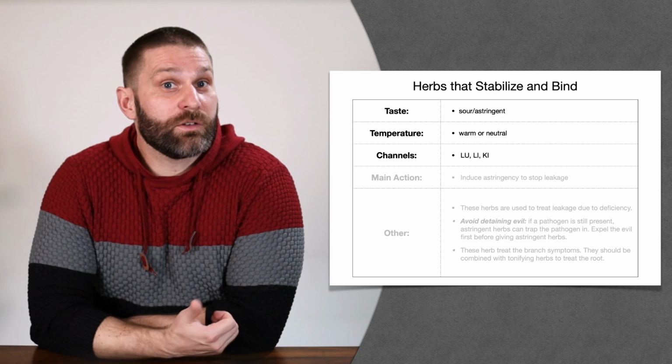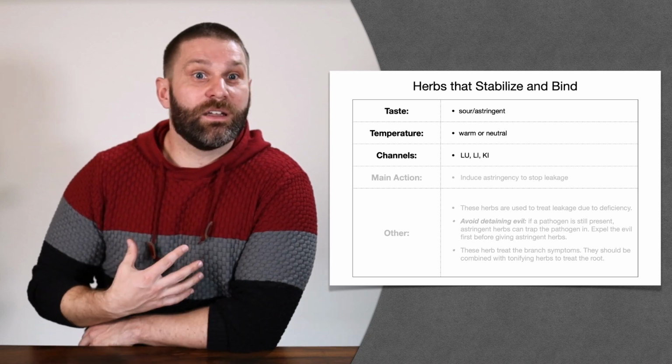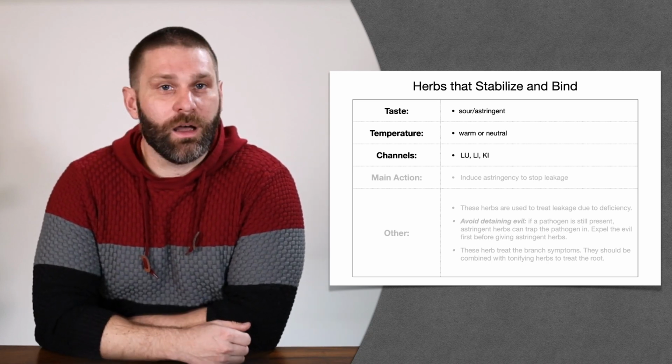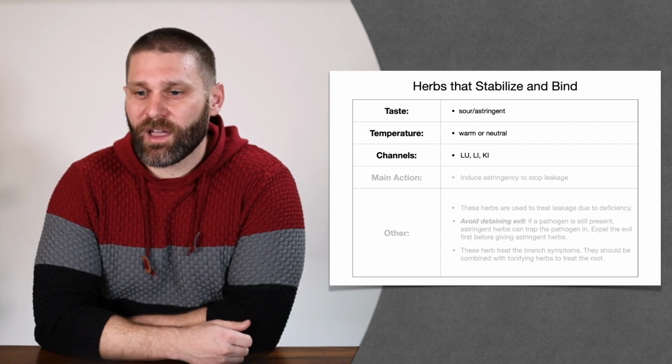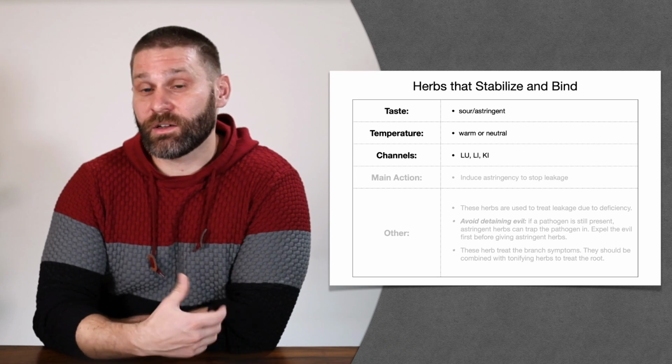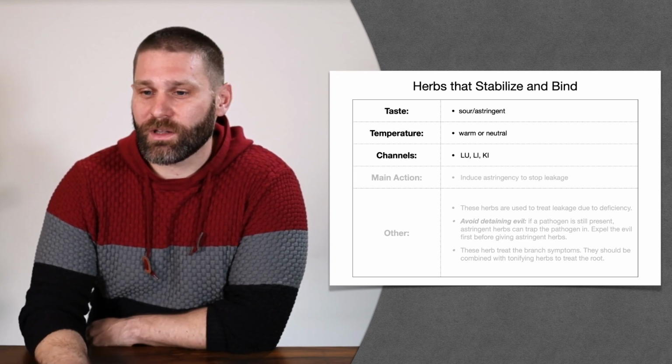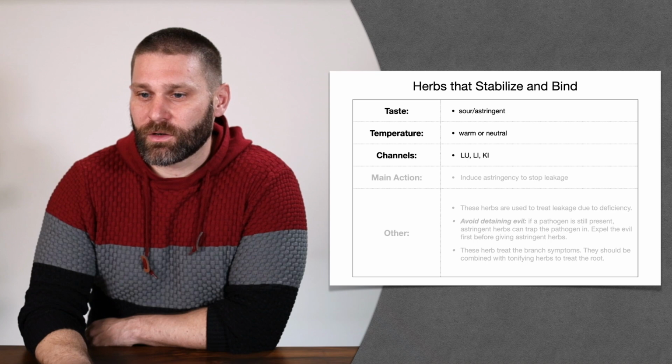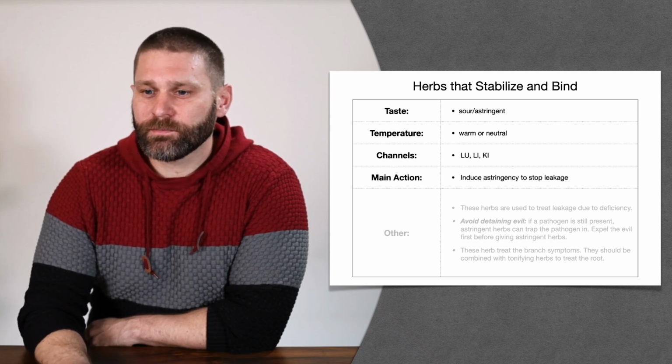In terms of entering channels, it's going to depend on the type of leakage. So we can say leakage of lung qi will enter the lung channel. If there's large intestine leakage, it enters the large intestine channel. If there's lower jiao leakage, it enters the kidney channel. So that's going to depend on what type of leakage the herb restrains.